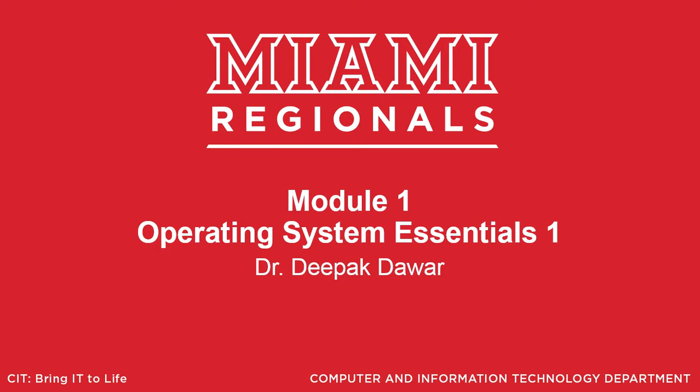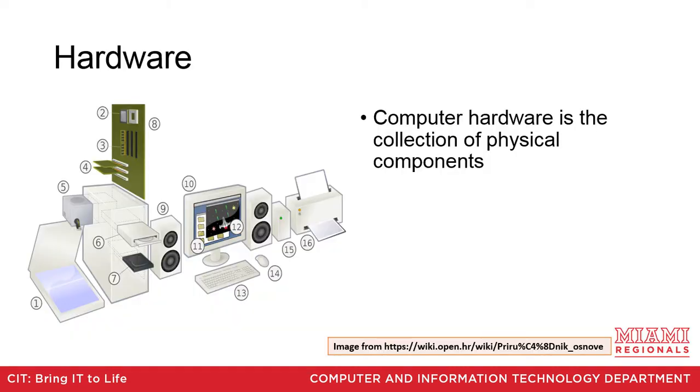But before we dive into operating systems, let's first have a look at what is hardware and what is software as far as any modern computing system is concerned. Hardware. Computer hardware are the physical parts or components of a computer such as monitor, keyboard, mouse, hard disk, etc., all of which are tangible objects. That means these are the parts that you can touch and feel.